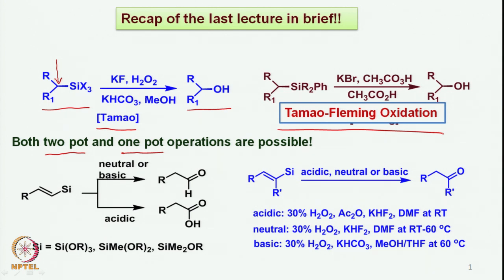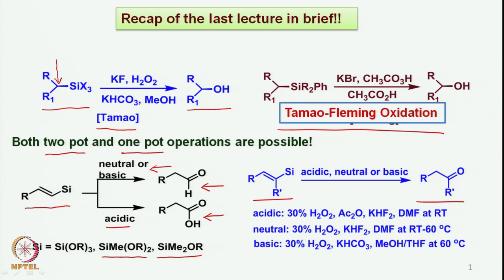Both are important, and in a similar fashion, when we had the alkynyl silane like this, we discussed towards the end that if we have neutral or basic condition like this, and if it is a disubstituted silicon, then we can get the corresponding aldehyde, or if it is under acidic condition like this, then we can get the corresponding acid, provided that the silicon has substitutions like this. On the other hand, when it is a trisubstituted silicon-containing alkynyl molecule, then whether it is acidic or neutral or basic condition, we get only the corresponding ketone because there is no chance of getting any acid.